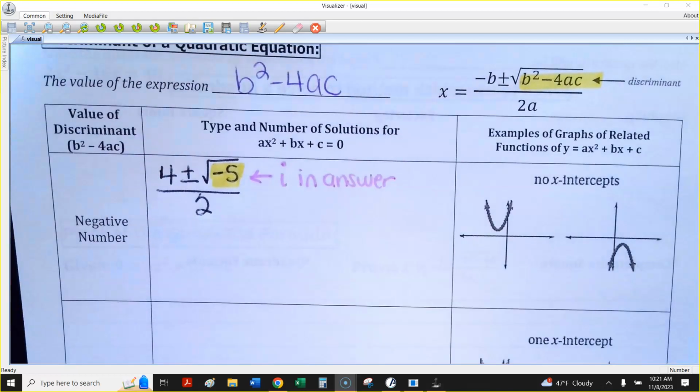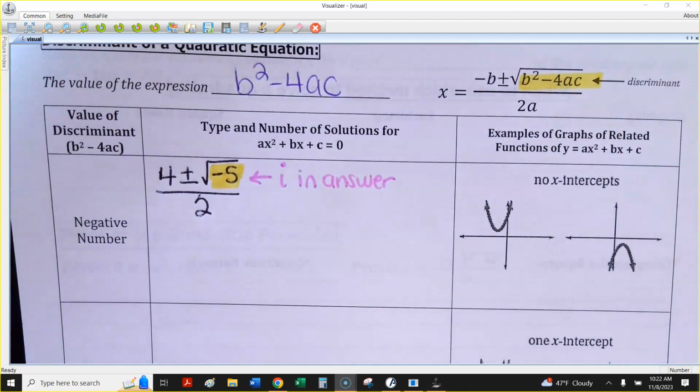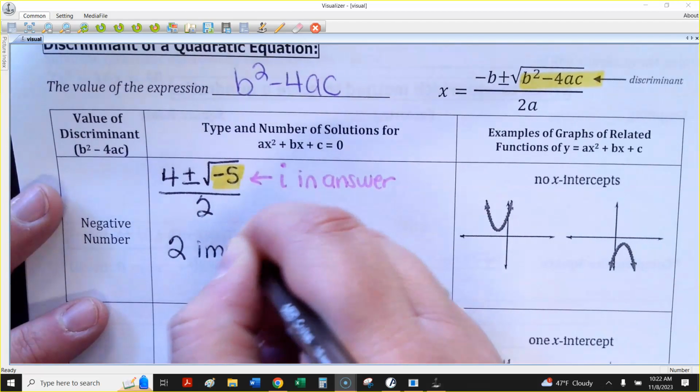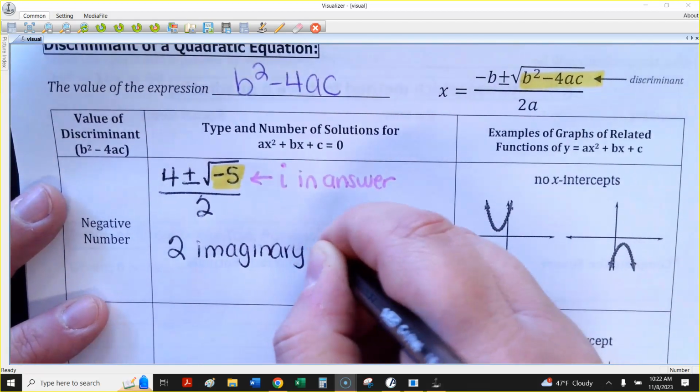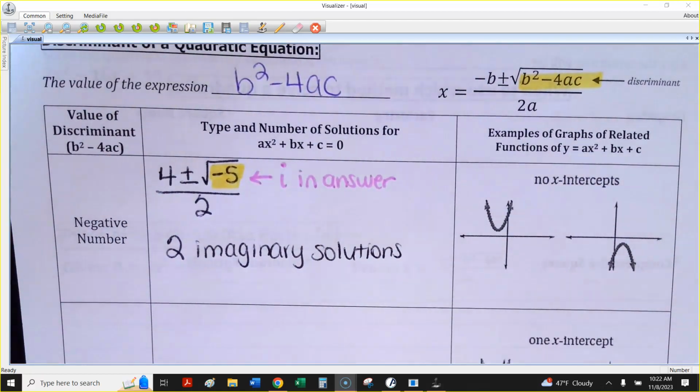Now, does anybody know how many solutions I would have here? 2. So the plus and minus offers you like a shorthand way of writing 2 answers. So it's like 4 plus radical, it'd be i radical 5 over 2 and 4 minus. So this is 2, and then they would both be imaginary solutions here because we would have the i in front of the radical. So that negative under the square root, the discriminant being negative, is going to mean I have 2 imaginary solutions.